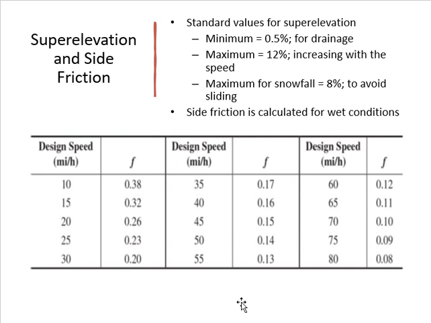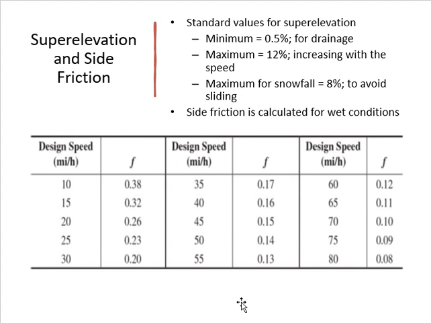So the normal maximum value for super elevation is 12%, and if you have wet conditions, then we limit it to 8%, because normally we are just afraid that the vehicles will fall or roll, but in wet conditions it can slip as well, which is easier. So for wet conditions, with continuous snow or rain, we limit it to 8%.